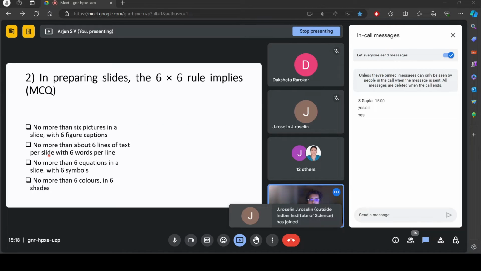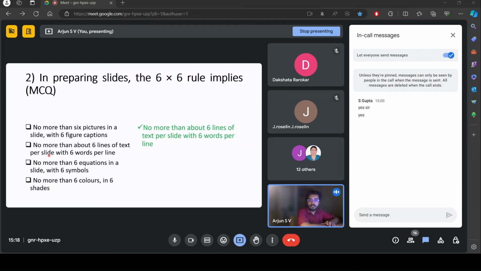Question number two. In preparing slides, the 6 into 6 rule implies, this is also a multiple choice question. And just as we discussed in the recap, it is no more than about 6 lines of text per slide with 6 words per line. So option number two.